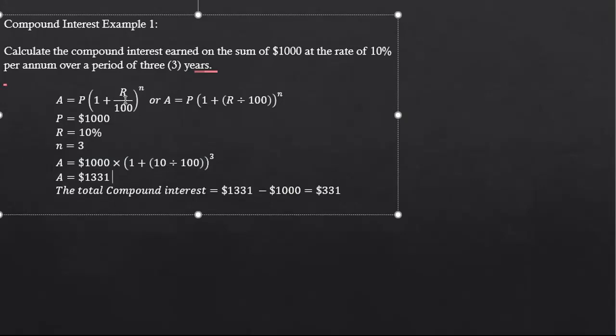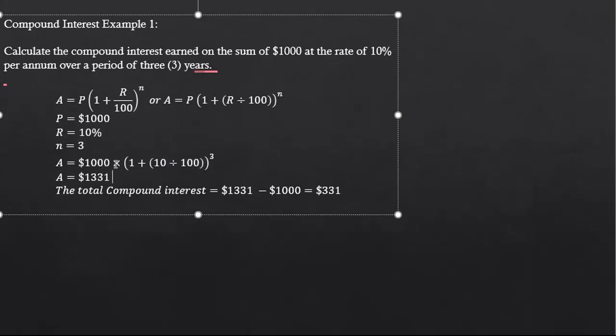So it's P multiplied by open brackets 1 plus rate over 100, or rate divided by 100, close brackets, to the power of 3, which is the number of years that it was compounding for.